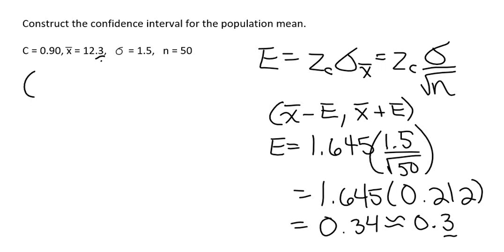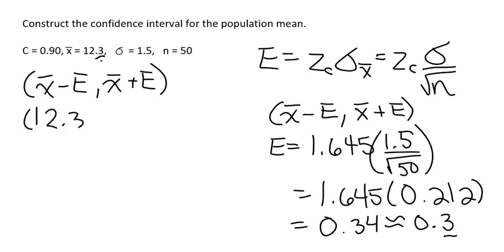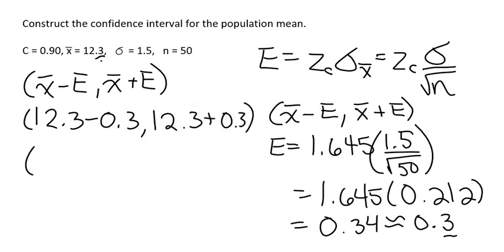Now, let's calculate the actual confidence interval. So your X bar is 12.3. The first one you're going to subtract the margin of error, and in the second one you're going to add the margin of error. So we have 12.0 and 12.6.